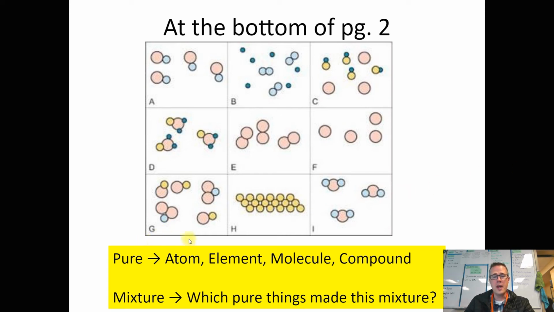If it's pure, I need you to choose whether it's pure atom, element, molecule, or compound. And if it's not pure, if it's a mixture, I want you to say what it is a mixture of, because all mixtures are really just a bunch of pure things that got put together. So you might say it's a mixture of compounds and atoms, or compound and element, or whatever. Pause this video and give those a shot.